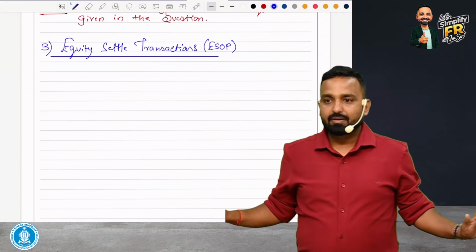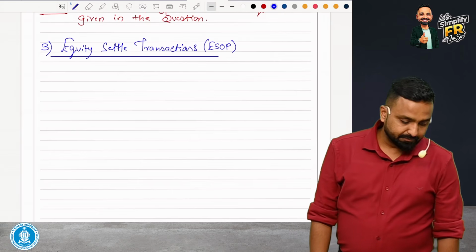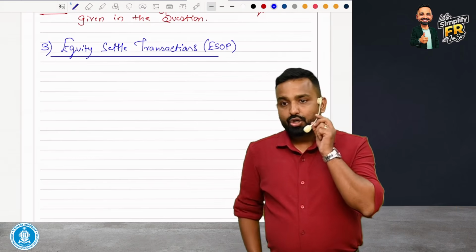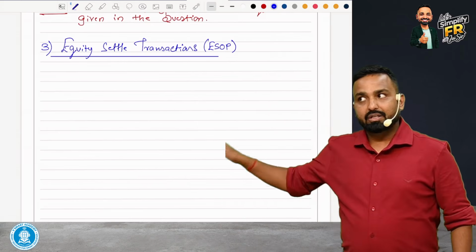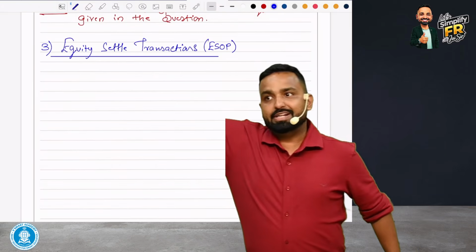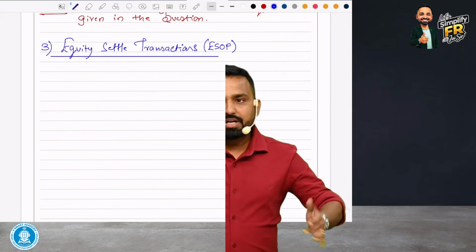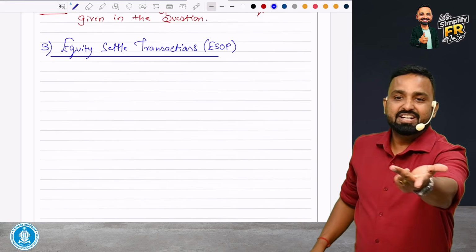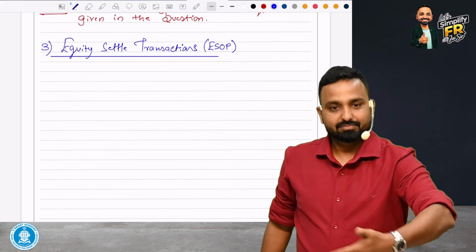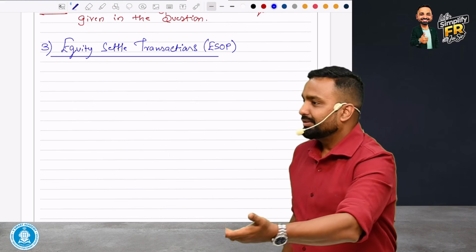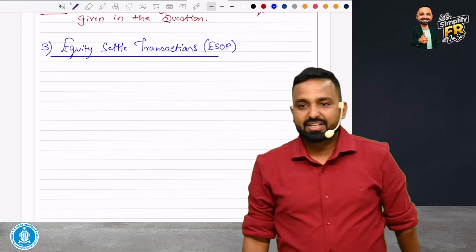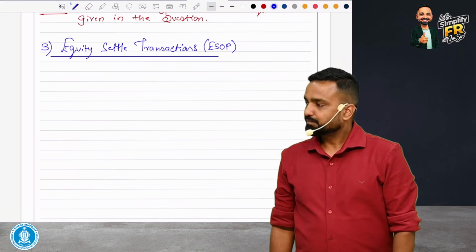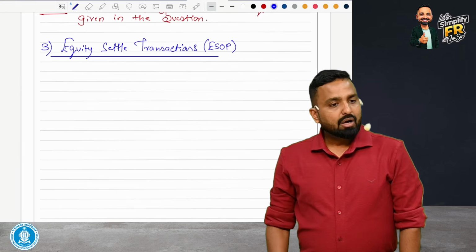Is the entry clear? What was the entry? Employee benefit expense account debit to SBP reserve. SBP reserve will transfer to SOCIE, balance sheet. Okay. Now employee benefit expense, where will you transfer it? P&L. So the next entry is P&L account debit to employee benefit expense. Got that? Okay, very good. How do we derive 20 lakh rupees?